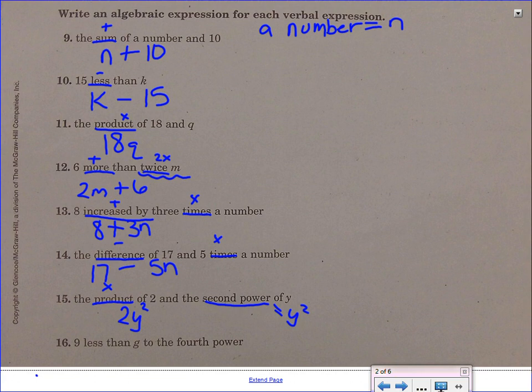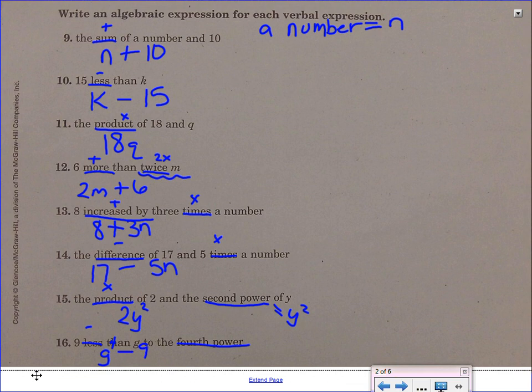And then the last one on this page, number 16, says 9 less. Less means subtraction. Then g to the 4th power. So I'm going to, again, reverse. I'm going to put my g first. G to the fourth. Sorry, it's getting a little off here. I'll have to reorient my board. G to the fourth, and then minus 9.